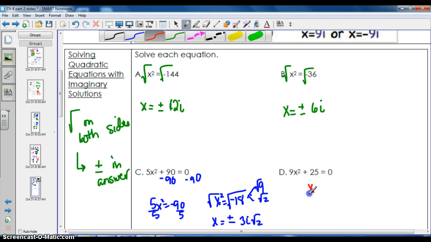So after subtracting 25 and dividing by 9, we then square root both sides. So x is equal to plus or minus. The square root of 25 becomes 5, the square root of 9 becomes 3, and the negative becomes an i behind it. So that's what you should have for your answer for D.